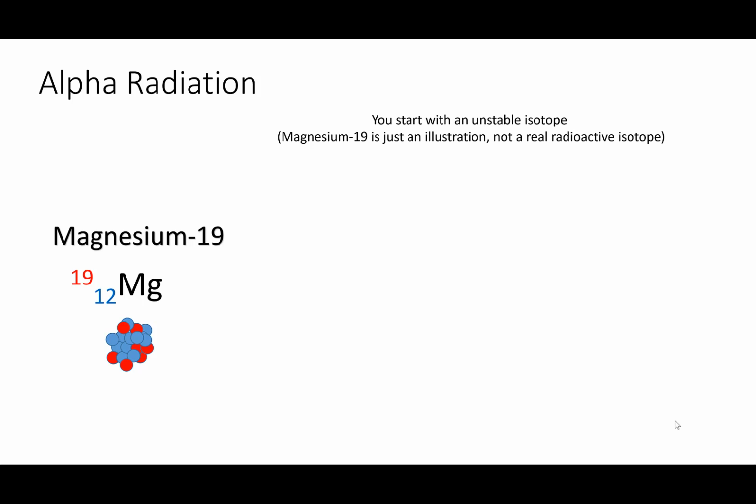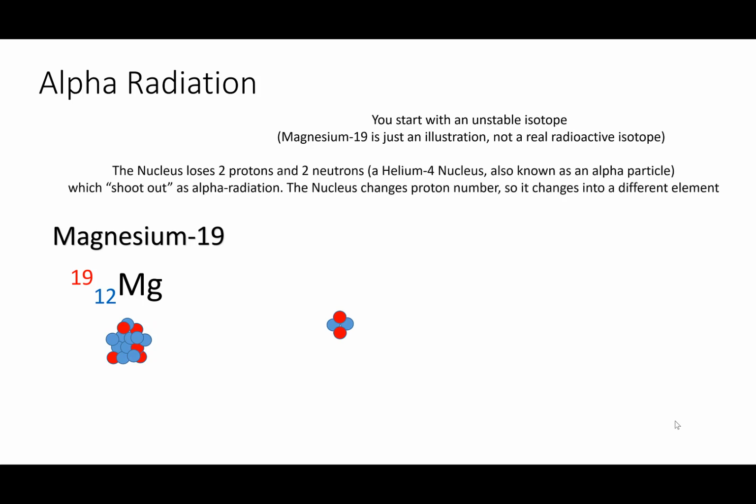So, alpha radiation. This is what happens when something emits alpha radiation. You start with an unstable isotope, and magnesium-19 is not real. You see what just happened? This isotope ripped out 2 protons and 2 neutrons from itself and shot them. So the nucleus loses 2 protons and 2 neutrons, and this thing over here has 2 protons, so it is a helium-4.